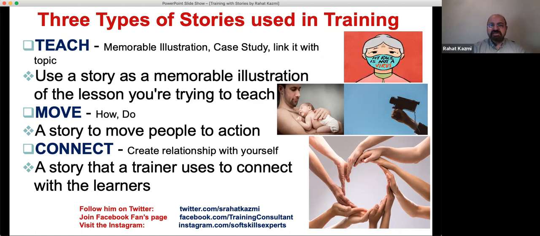So if you have a story like this to move people, a story can create action in people, okay? It can link them to the action which is taking place. Next one, guys: connect. Create a relationship with yourself.